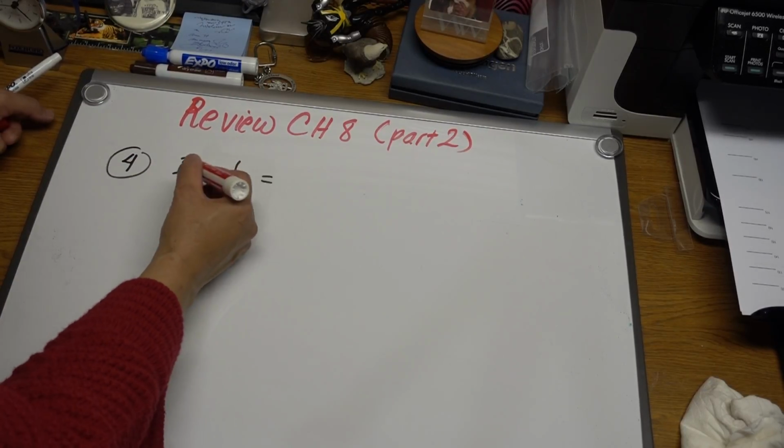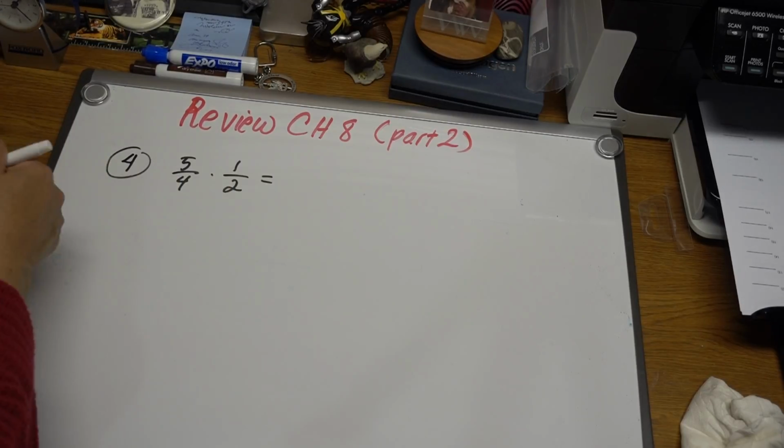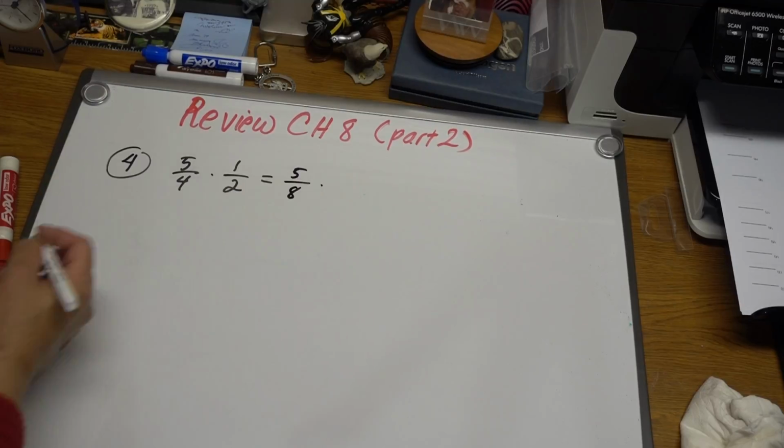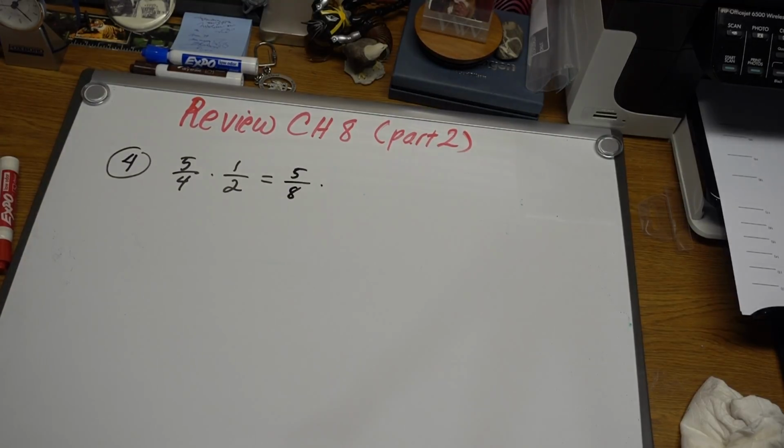So in this case, we're going to have to multiply 5 times 1 is 5, 4 times 2 is 8. So 5/8 is the answer to number 4.